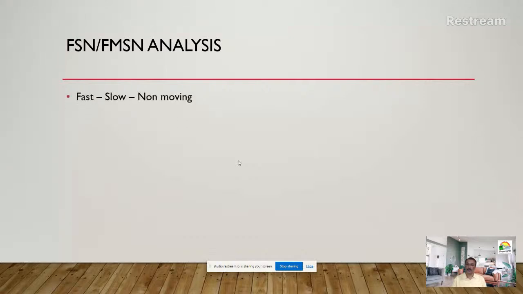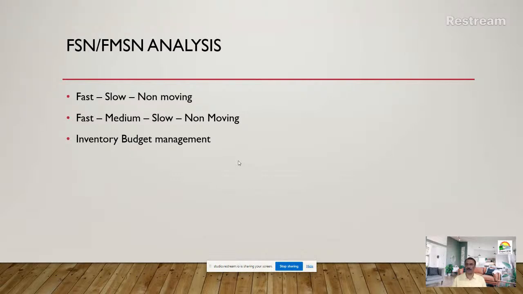Now coming to FSN. Most of you said FSN means fast, slow, non-moving, and if we introduce a medium, it becomes a four-way classification. As we have been discussing, it is required for inventory planning. Possibly, you can link it with the budget, how much you can provide for each category. You should always keep enough money towards fast moving goods, but at the same time try to control the other classifications. Possibly we need this classification even in terms of space management.